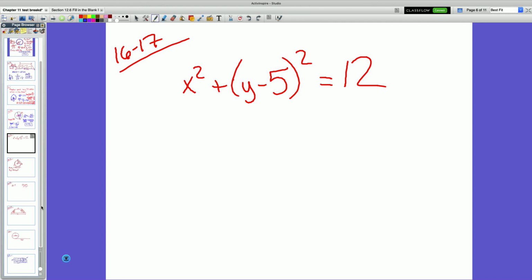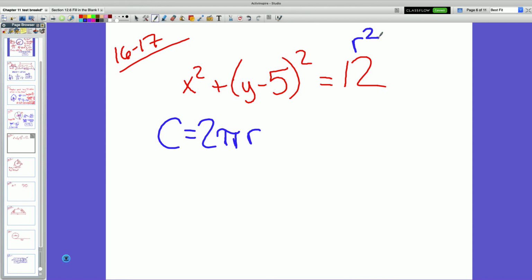So 16 and 17 say, the equation of a circle is given. Find the circumference of the circle. Write the circumference in terms of pi. Reading directions is really going to be crucial. So circumference, remember, is 2 pi r. If you don't remember from our circle chapter, this side is equal to r squared.